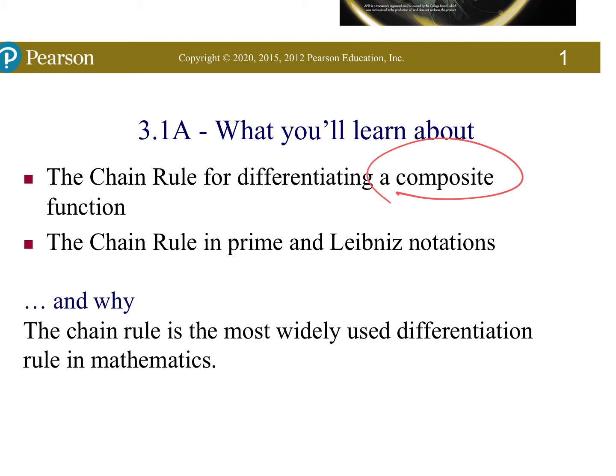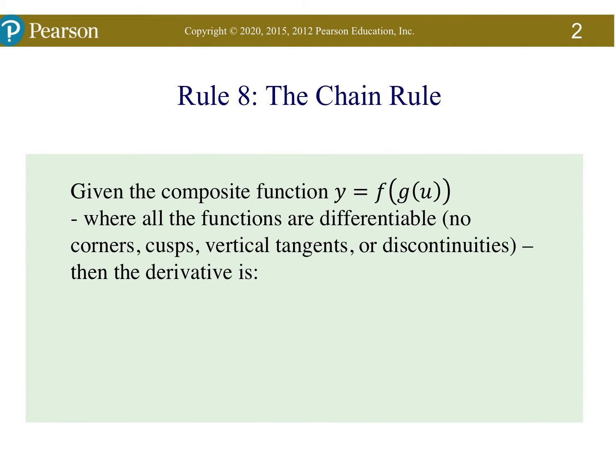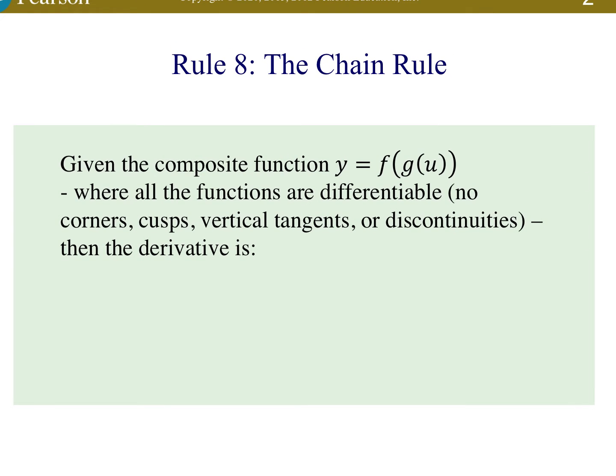And it works both for prime, which is Newton's notation, and it works in Leibniz notation as well. All right, so here we go. If you have a composite function that has either implied or explicit parentheses, then you can take its derivative as long as it's differentiable. And differentiable means you can't have any corners or cusps or vertical tangents or any discontinuities in that. So all of those rules still apply. Okay, if there's a corner, then the chain rule doesn't apply. If there's a cusp, the chain rule does not apply.